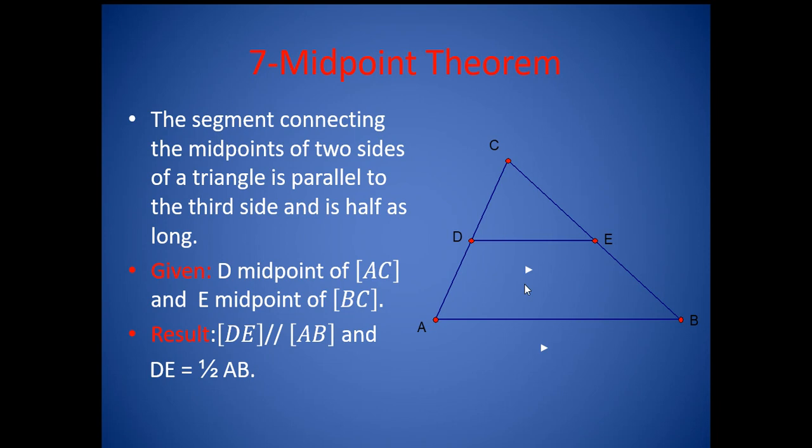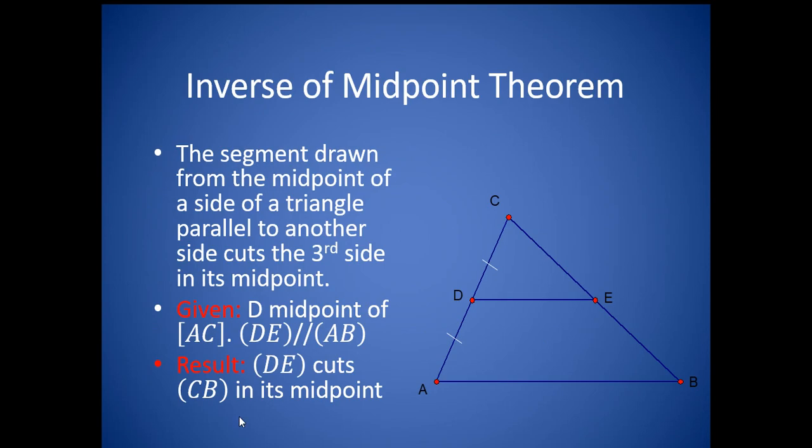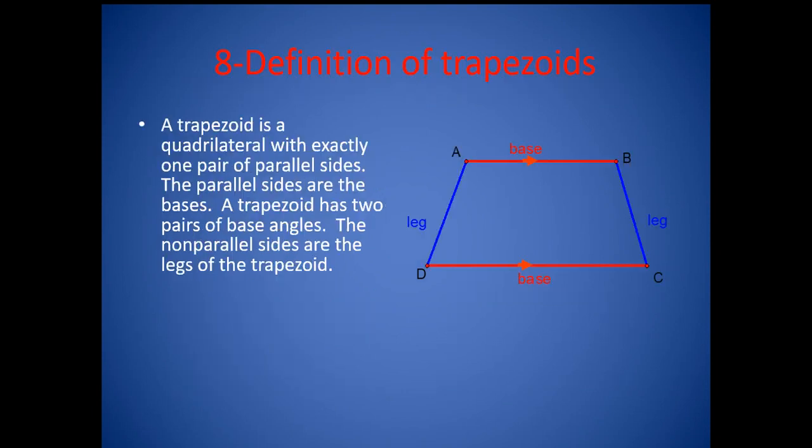The inverse is what? The given is one midpoint and one parallel. It will give me another midpoint and equal also to half of it. Okay, so the inverse is one midpoint plus a parallel. So E is midpoint of AC and DE parallel to AB. So I'm sure that DE will cut CB in its midpoint. So as a result, I will have the midpoint E, and sure, the equal to half of it, I still have it. DE equal to half of AB.